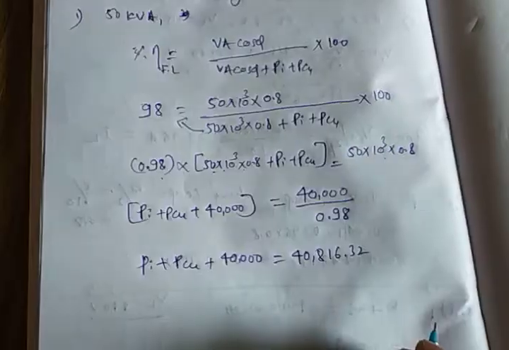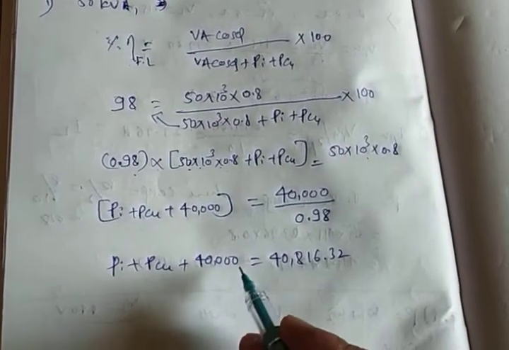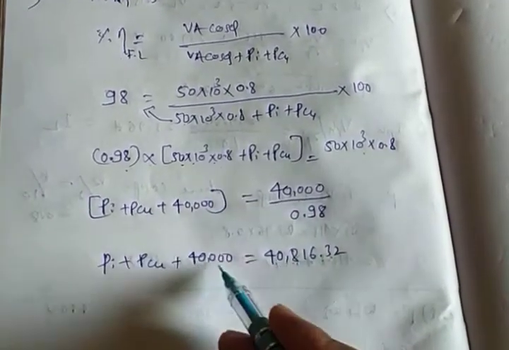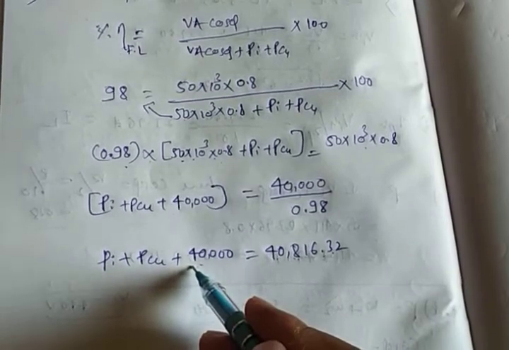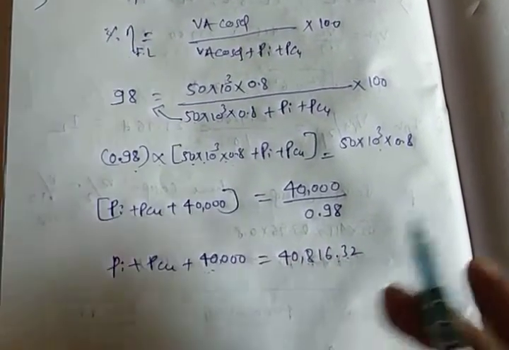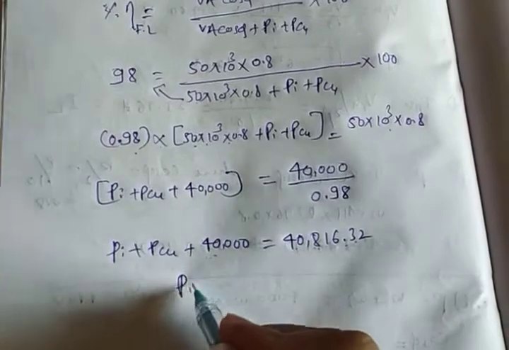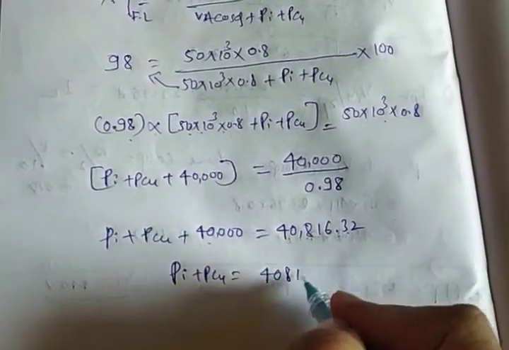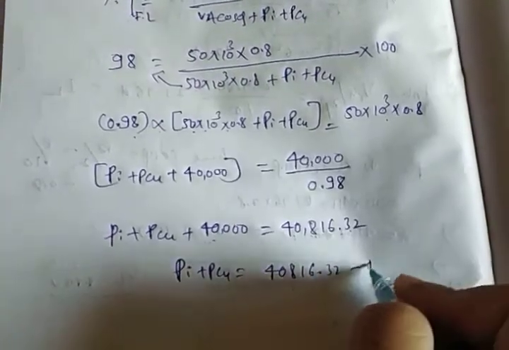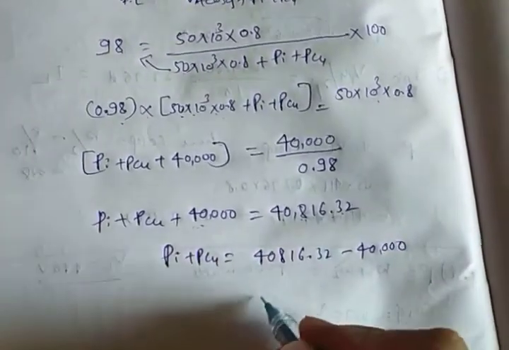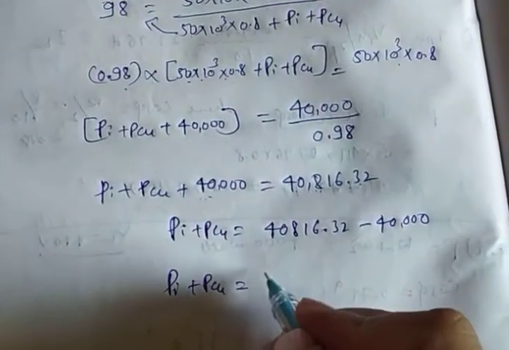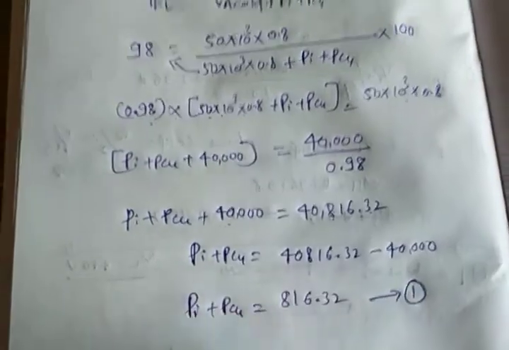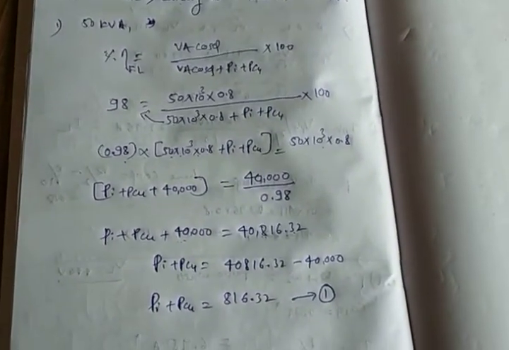So the next step is, we got 40,816.32 from this simplification. Now this is additive, so bring it to the other side and you will get the negative. So you will get Pi plus PCU is equal to 40,816.32 minus 40,000. So you will get Pi plus PCU is equal to 816.32. This is your equation number 1.